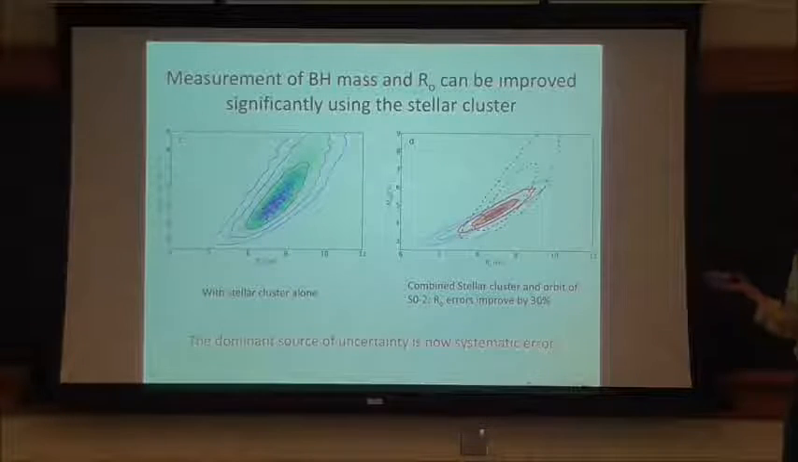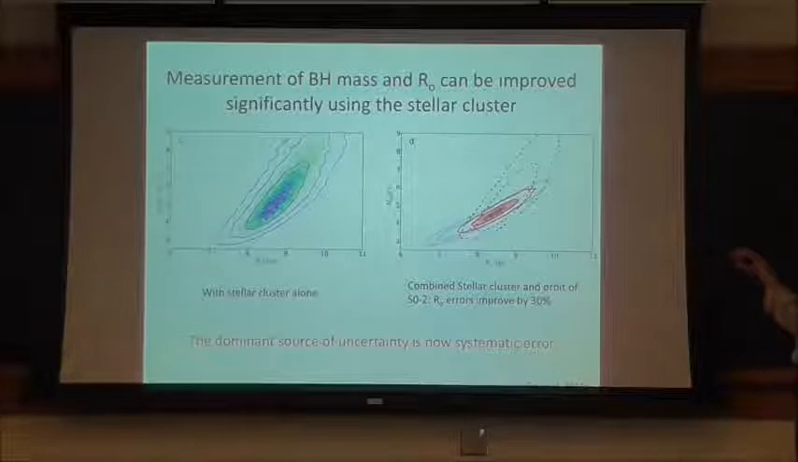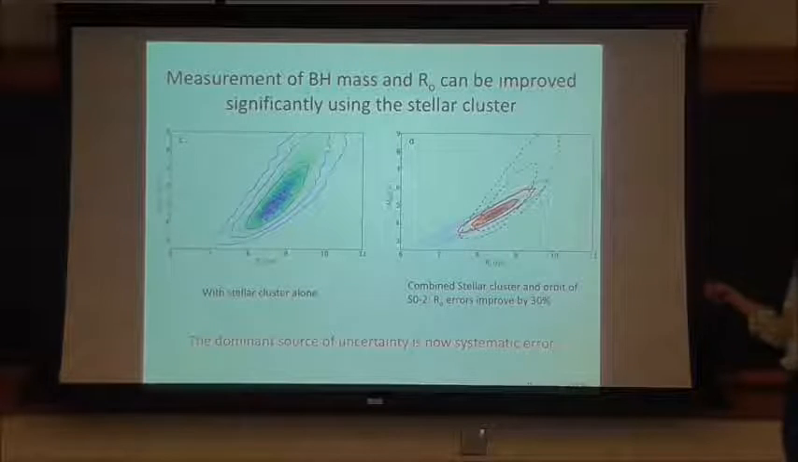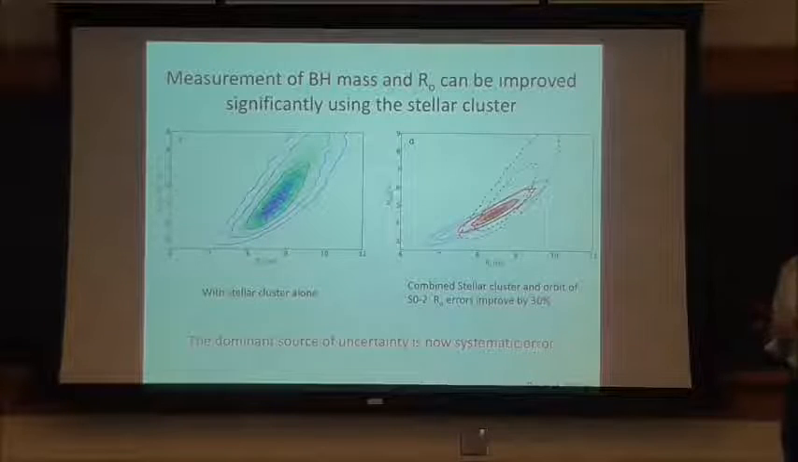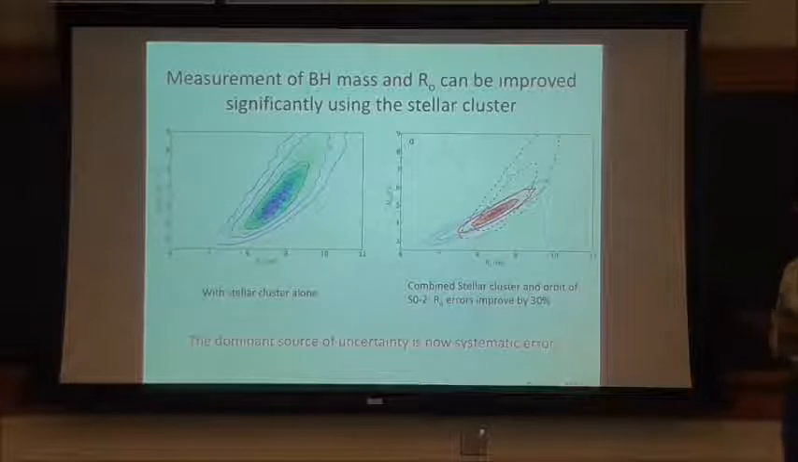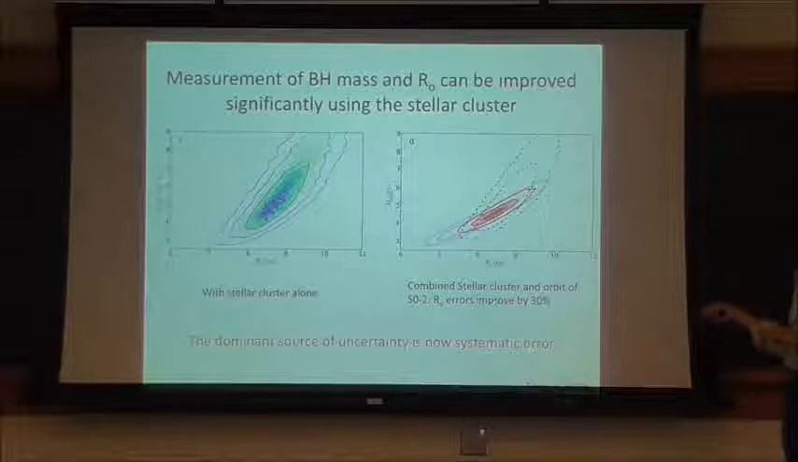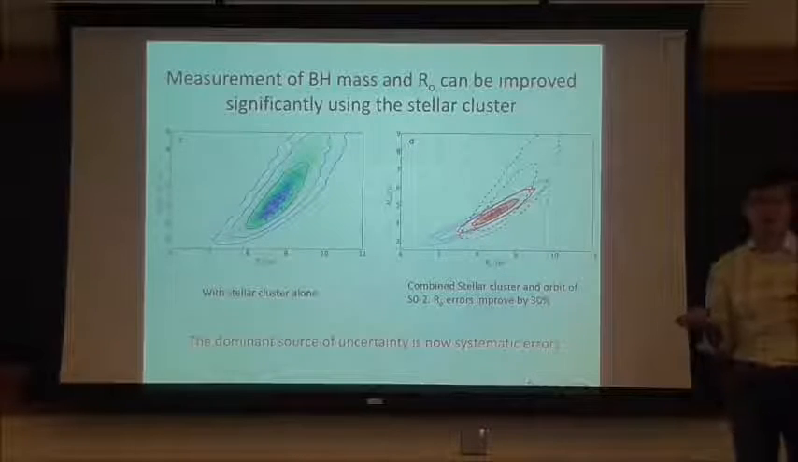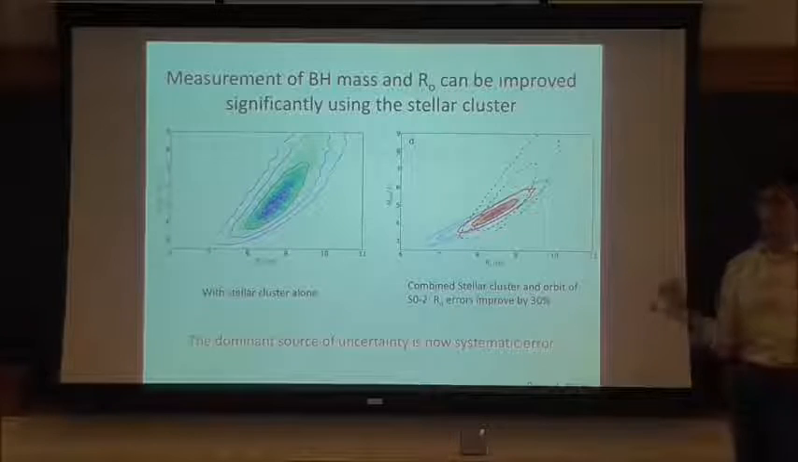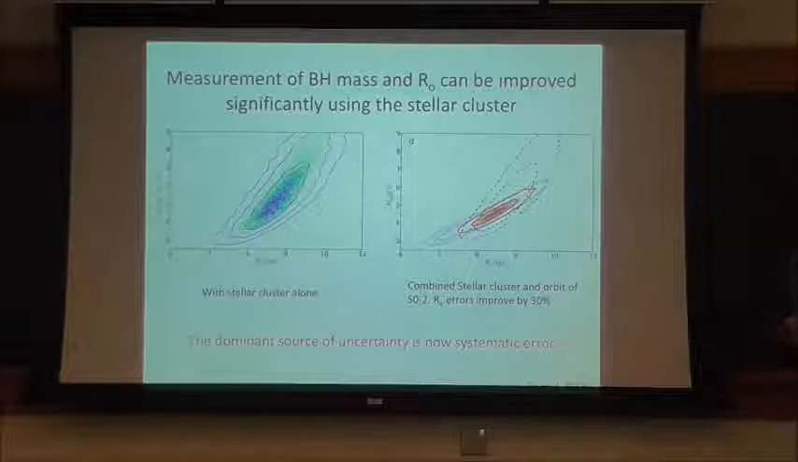So the interesting thing actually about the cluster method is that it has a different degeneracy in M versus R naught, and so you can combine it with the stellar orbits and get a better joint fit for R naught, the distance to the galactic center, and you can improve by over 30% actually if you add the cluster in. This parameter is pretty important because it sets a lot of galactic distance scales.